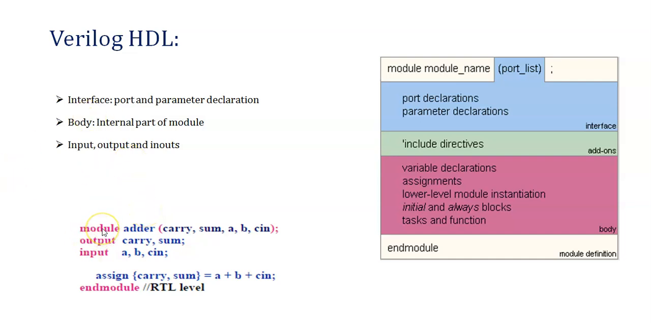Module, that is the keyword which needs to be written in small case. The name of the module is written as adder, because it is not a keyword. You can give it in brackets. You have carry, sum, A, B, C in brackets, complete with a semicolon. That is the end of the line.